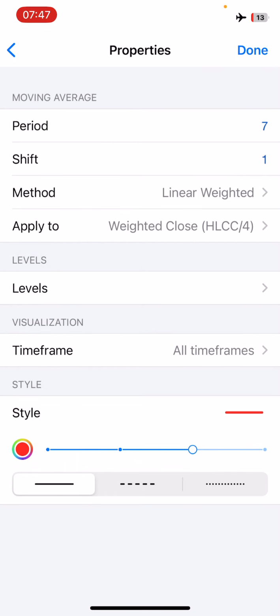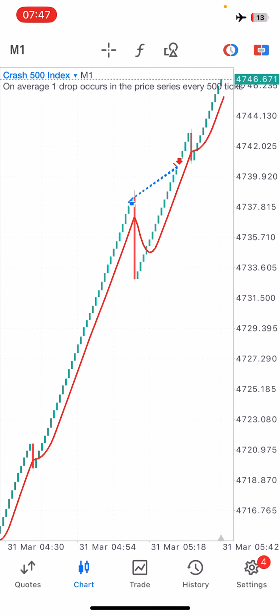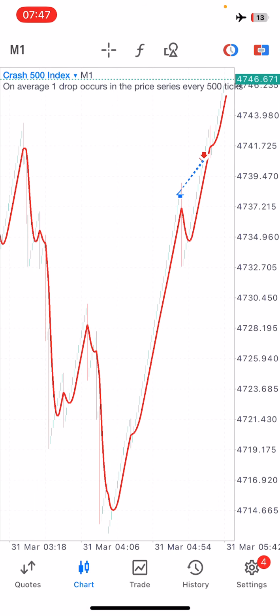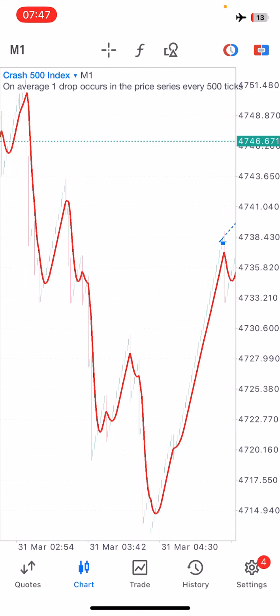You can choose any color of your choice, but I'll be referring to these colors throughout this video, so try and remember what I was talking about. Okay, so if you click done, we have this red line running across your charts, which is our first indicator.